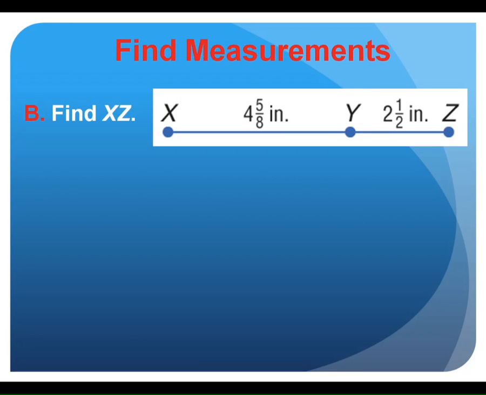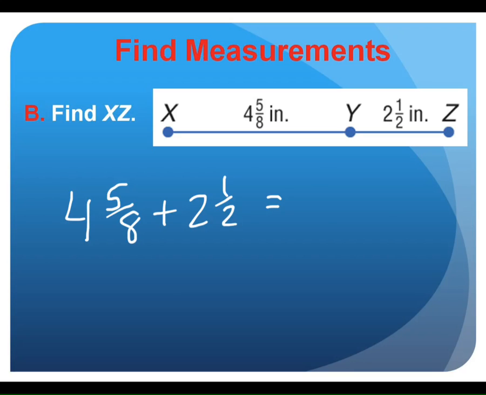In this line segment, okay, I give you what XY is, and I give you what YZ is. The question is to find out what's the entire segment from X to Z. I give you this chunk, and I give you this chunk. So how would we find the entire thing? We would just add those together, right? We take 4 5/8, and we add 2 1/2.